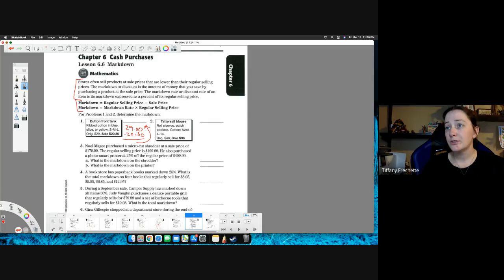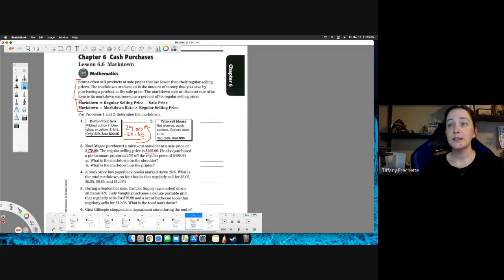So we have two prices here. We're going to use this first equation, regular price minus the sale price. So we're just going to subtract these two again, just like we did up here. What is the markdown on the printer? So in this case, they didn't give us two amounts. They gave us a percentage and the original price. So we have to use this second one here.